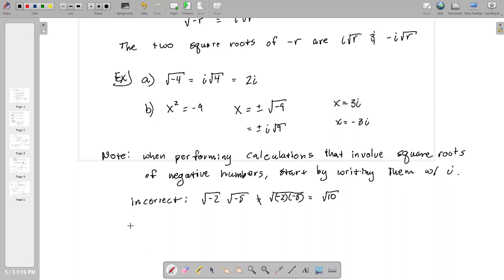Okay? The correct way would be to write each one with an i in front first. So if we have the square root of negative 2 times the square root of negative 5, we would end up with i times the square root of 2 times i times the square root of 5. Then when we multiply these together, the i's multiply to an i squared, and then we can combine the 2 and the 5, square root of 10. But, of course, i squared is equal to negative 1, so we end up with a negative root 10.